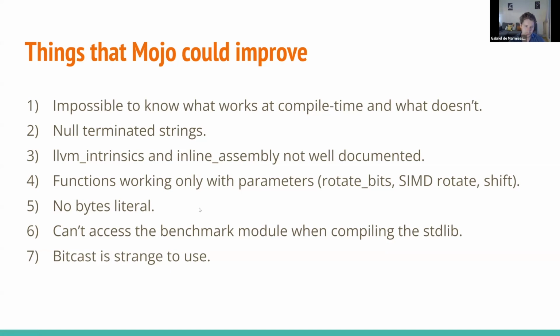Also, you have no bytes literal. That's just a bummer. It's just syntax sugar. And you can't access the benchmark module when compiling the standard library, which makes it not really useful for trying to improve the standard library. And also bitcast is a bit strange to use. So I come from Python. I'm not too used to it, but it seems weird to have to use pointer, address of, bitcasts, dereferencing. That seems really weird. It makes me think that there is like a load operation when there might not be. Anyway, so I'm pretty sure we can improve all of that. So really don't take it too badly.